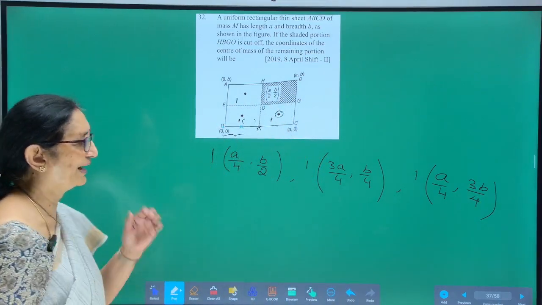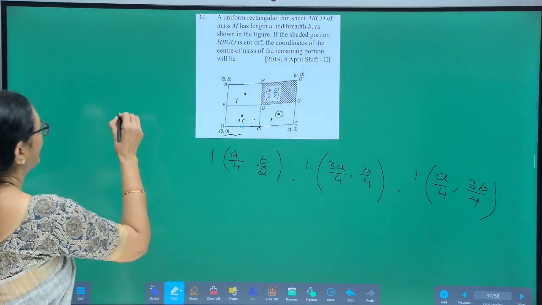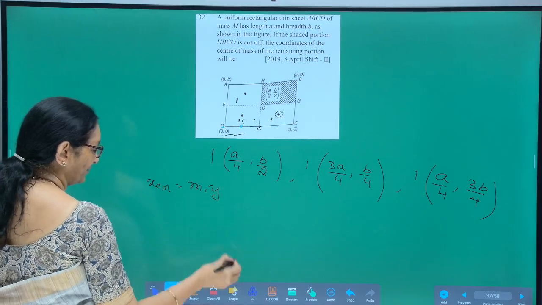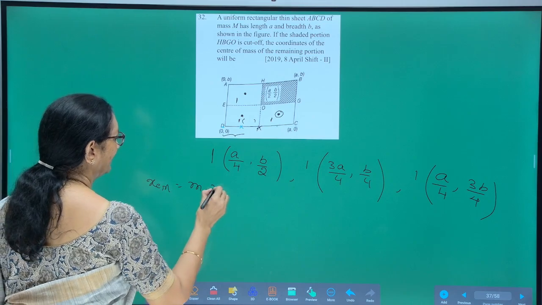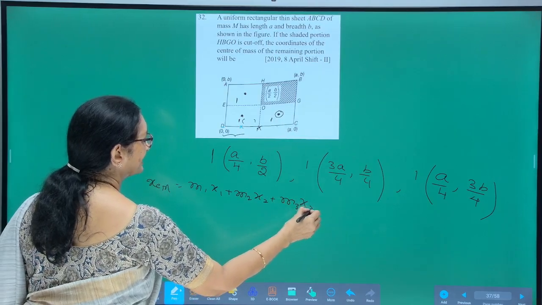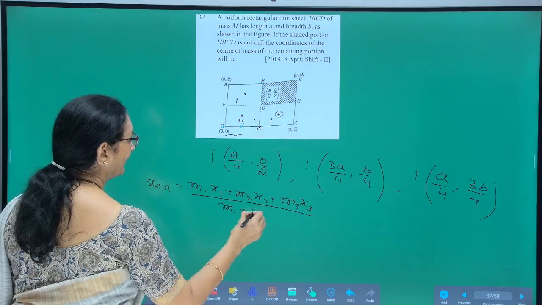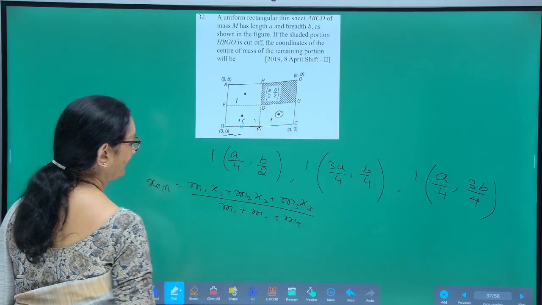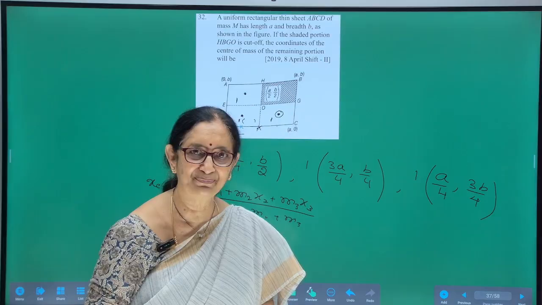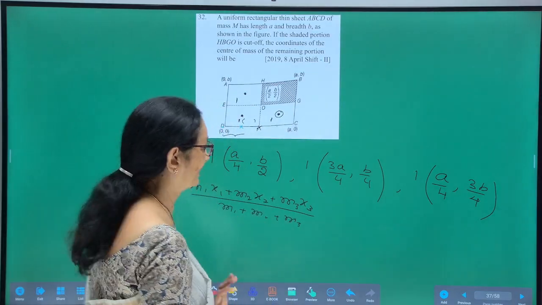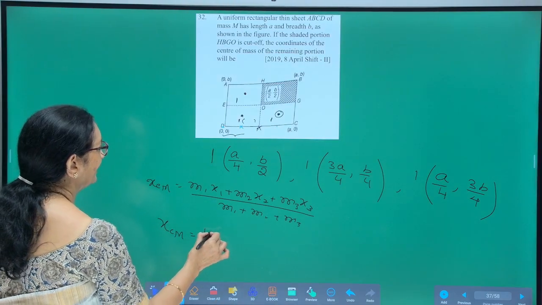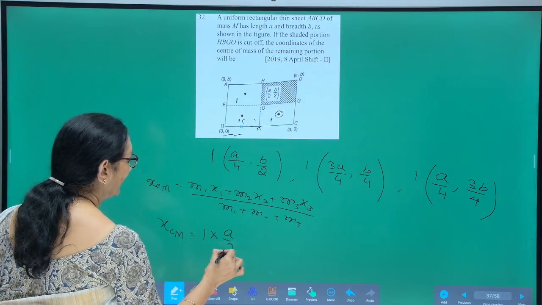You are supposed to find the coordinates of the center of mass. The formula for the x coordinate is m1 x1 plus m2 x2 plus m3 x3 by m1 plus m2 plus m3. Similarly, the y coordinate is m1 y1 plus m2 y2 plus m3 y3 by m1 plus m2 plus m3. Now, for the x coordinate of the center of mass, m1 is 1, x1 is A by 4.